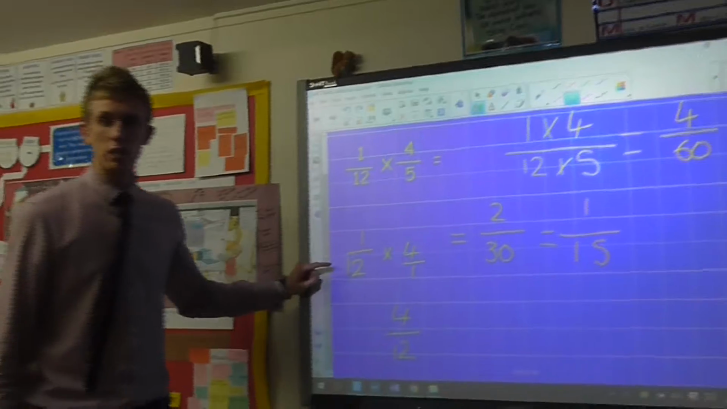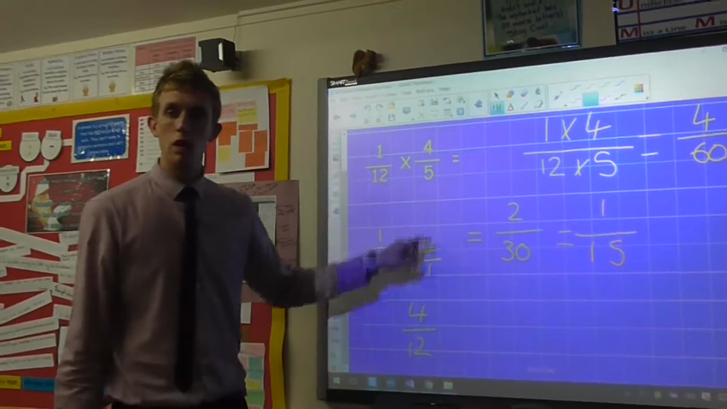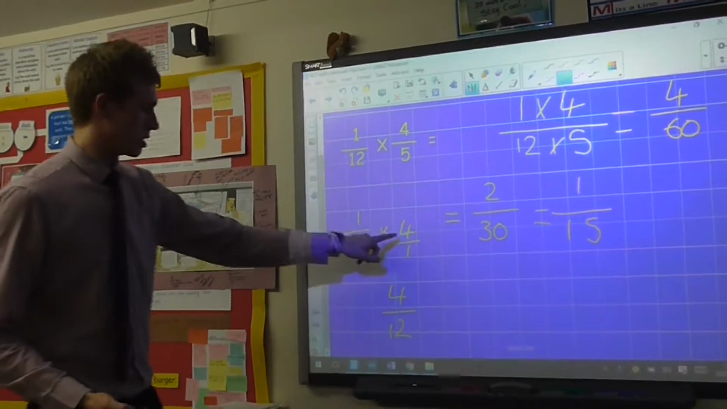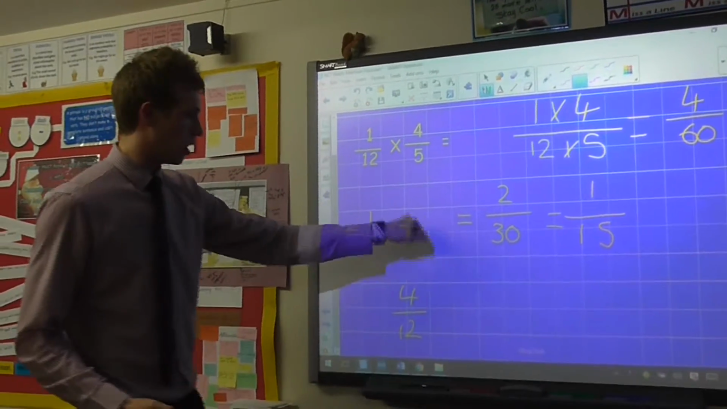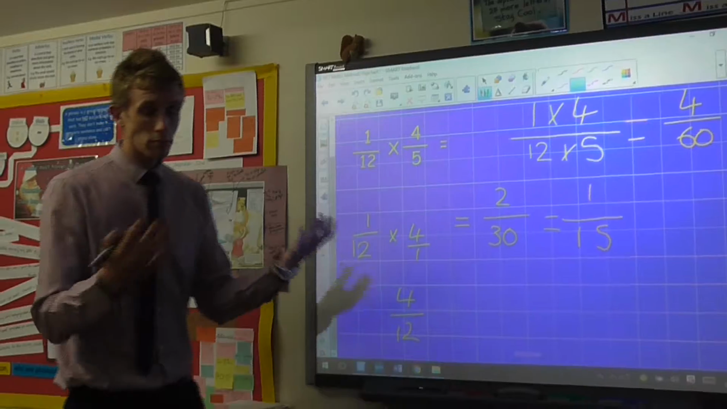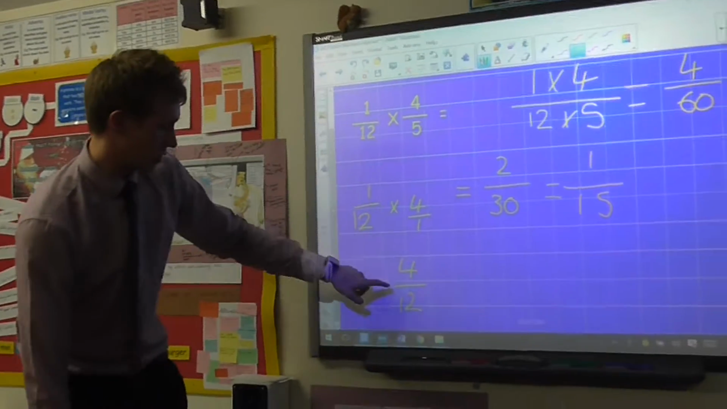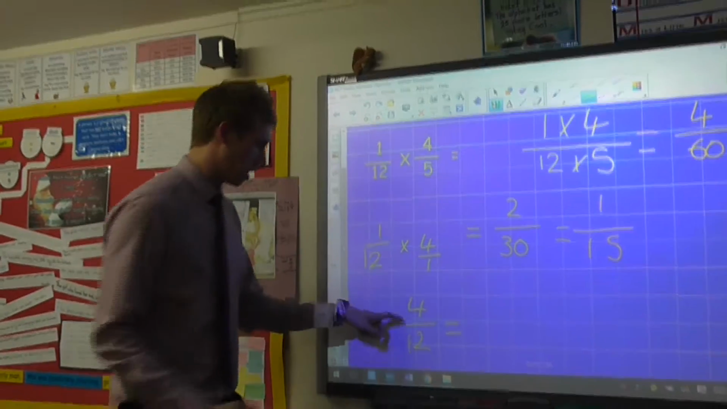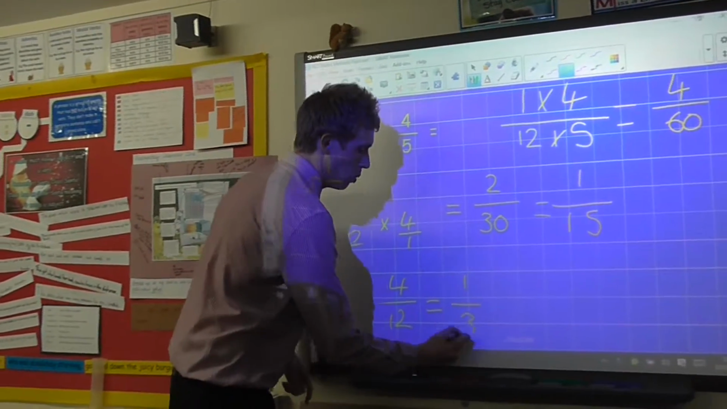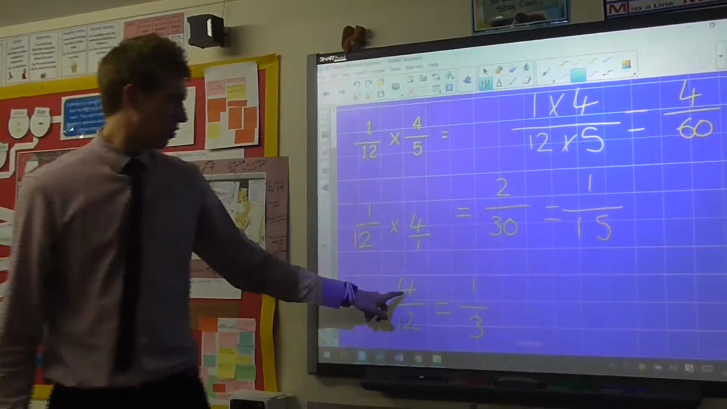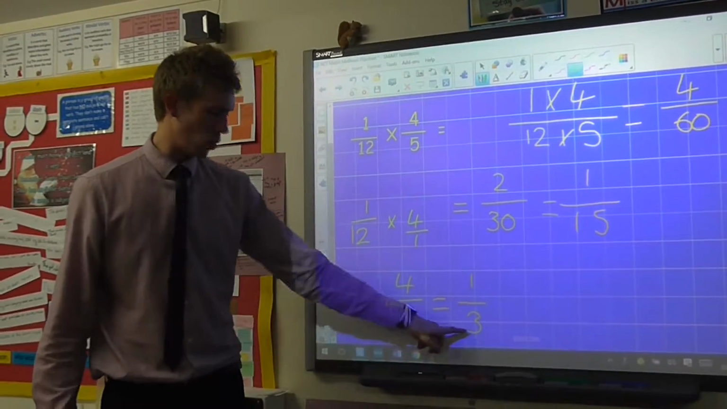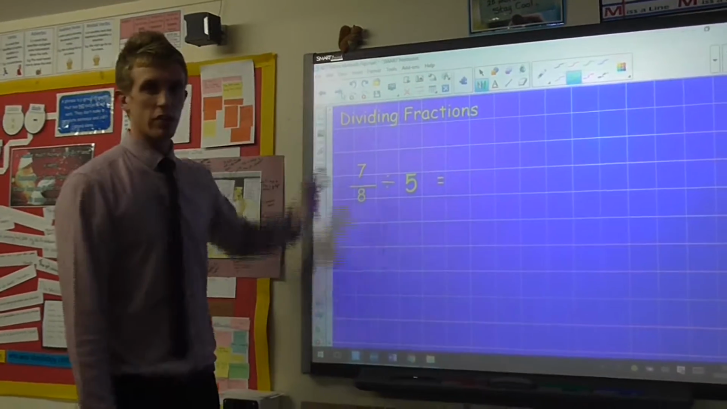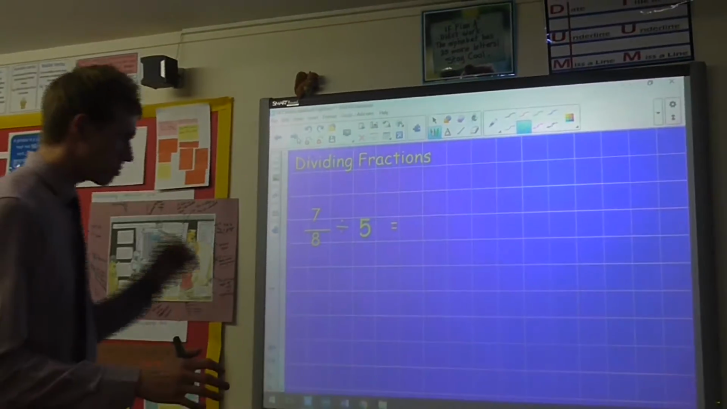The denominator is never going to change if I'm multiplying by a whole number, because the denominator in the second fraction is always going to be 1. So we teach the children to just multiply the whole number by the numerator, and that will give us the fraction. If I simplify that down, I can simplify that down to 1/3, because 4 divided by 4 is 1, and 12 divided by 4 is 3. Right. Dividing fractions, same process, almost.